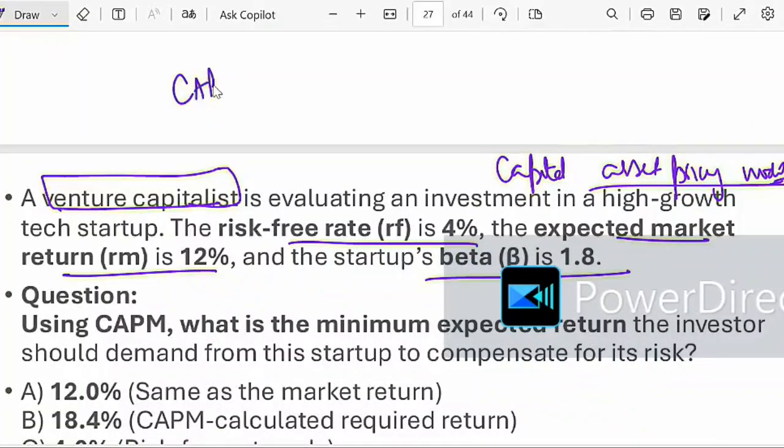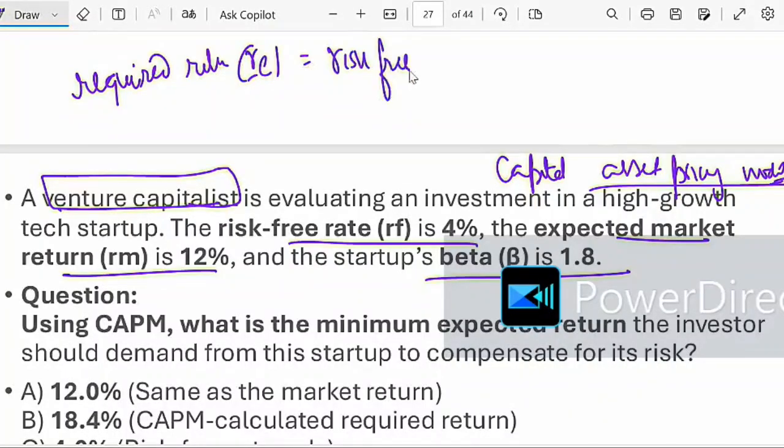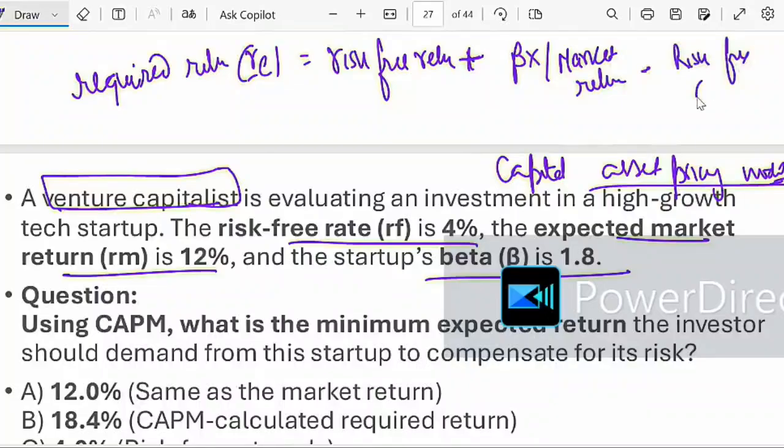The formula is very simple. It says required return, which is RE, is equal to risk-free return plus beta multiplied by market return minus risk-free rate. Right. So this formula you have to apply.